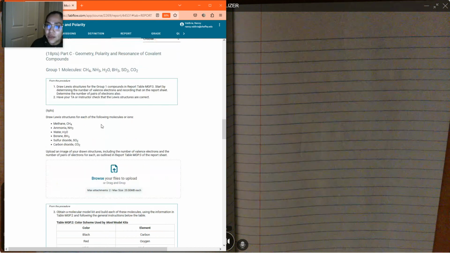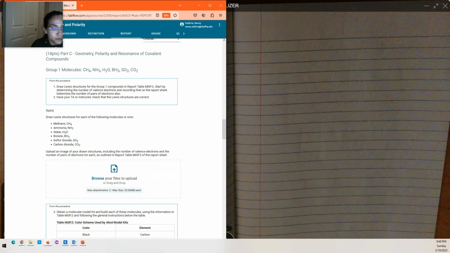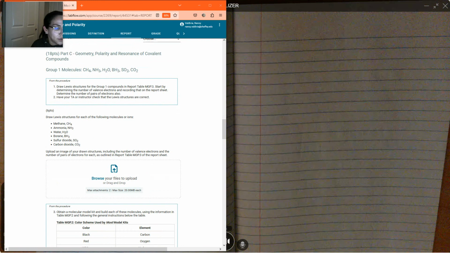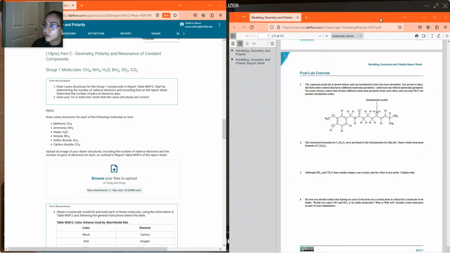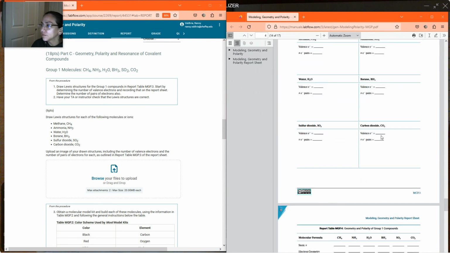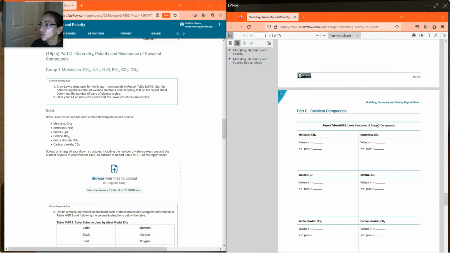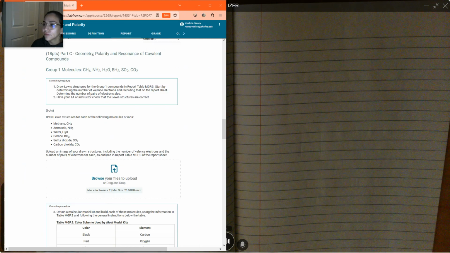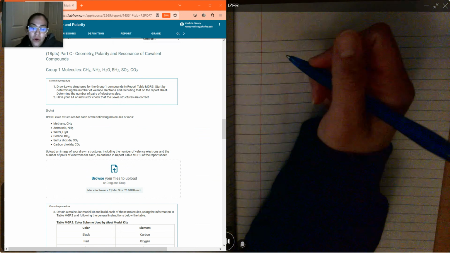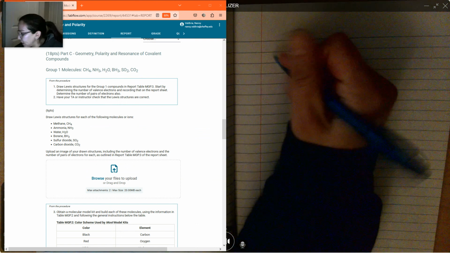So if you want to open up the lab, the PDF to look at it, let's go ahead and find it. It's going to look like this right here. So part C, covalent compounds. This is the part that we're going to fill in. So I'm going to go ahead and do one of these with you guys so we could just get all the information we need. So I will go ahead and do methane because it's the first one.